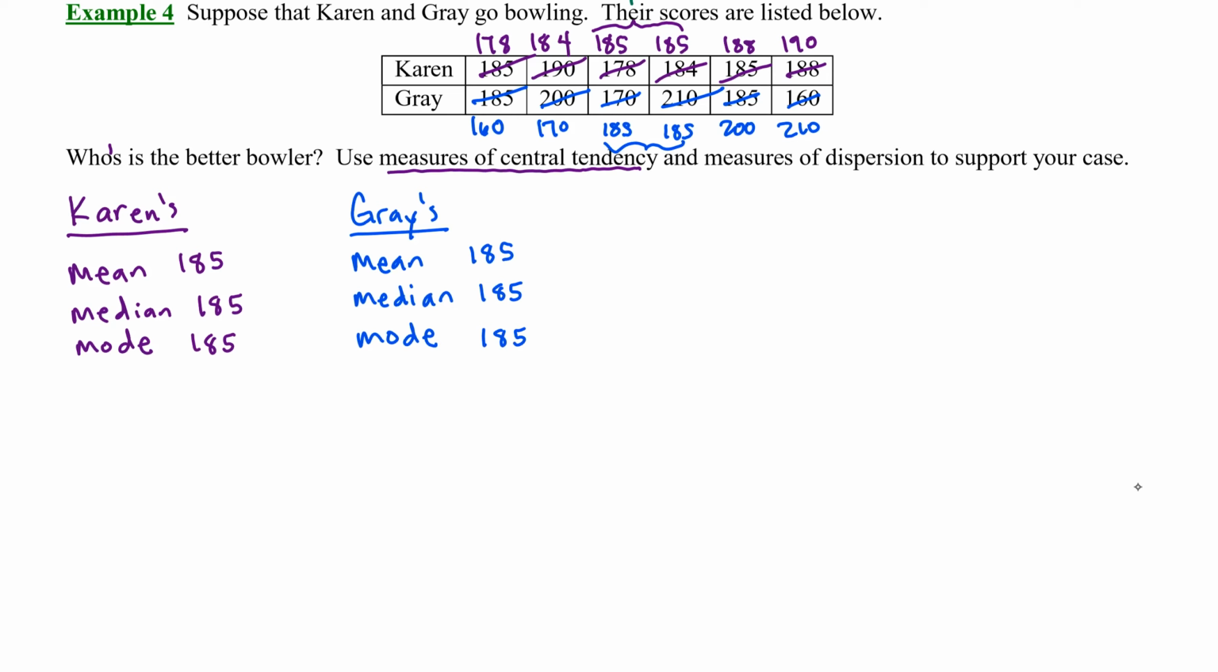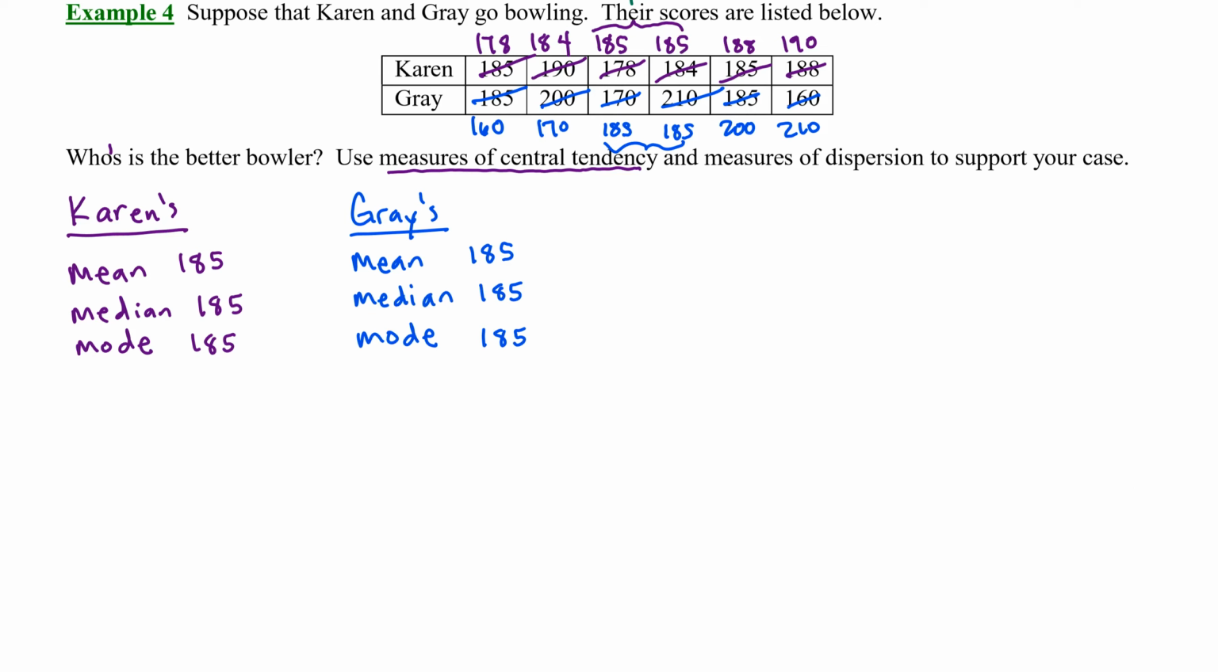So at this point, I cannot distinguish between the two data sets using measures of central tendency alone. These data sets, even though they are obviously different, have the same measures of central tendency. So let's go ahead and move on to measures of dispersion. Let's see if we can calculate the standard deviation for each bowler and use that to make our decision on who is the better bowler.